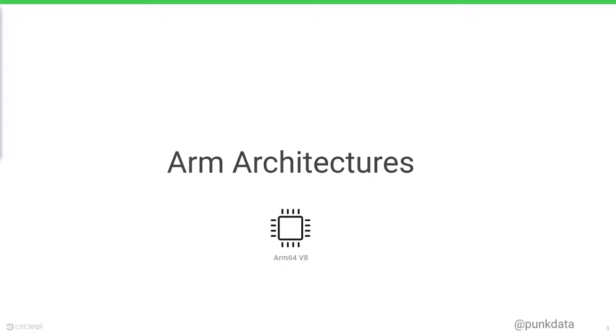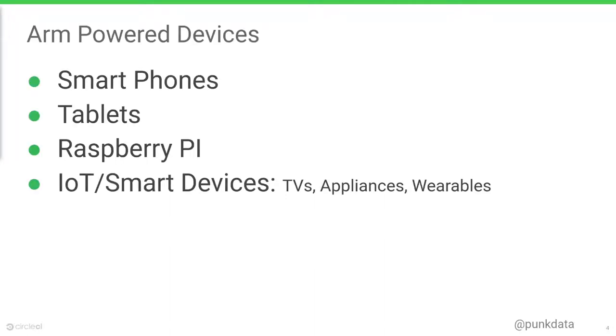As many of you know, ARM architectures have been around for quite some time, right? Processors have been embedded in hardware in different shapes and forms for some years now. These are the more common types of devices or hardware that have ARM processors powering them: things such as mobile phones or smartphones, tablets, Raspberry Pis, and IoT and smart devices such as TVs, appliances, wearables, and even certain medical devices.